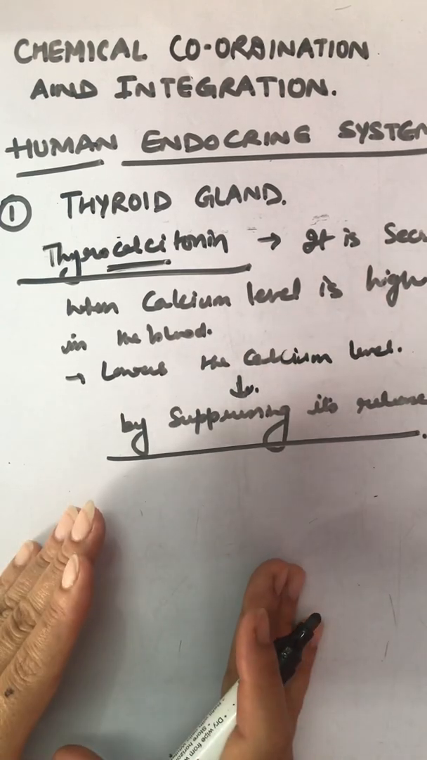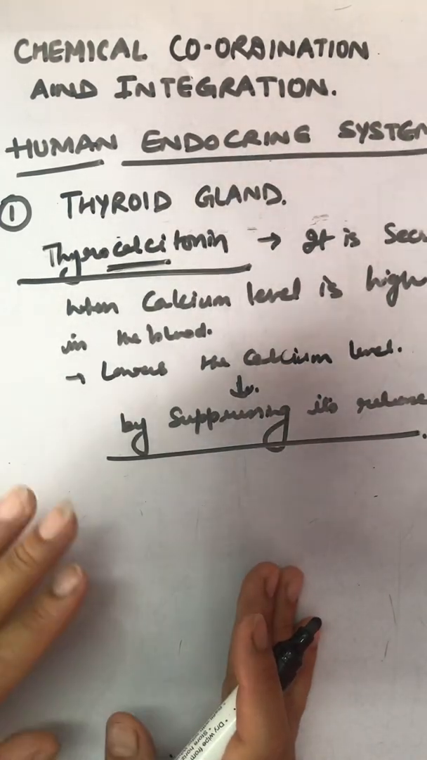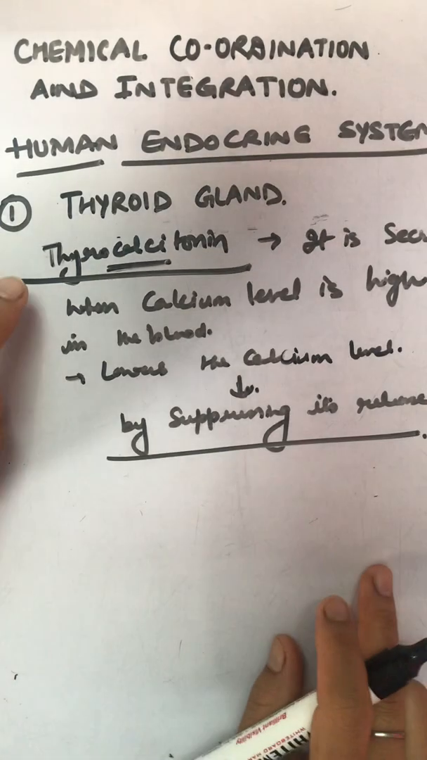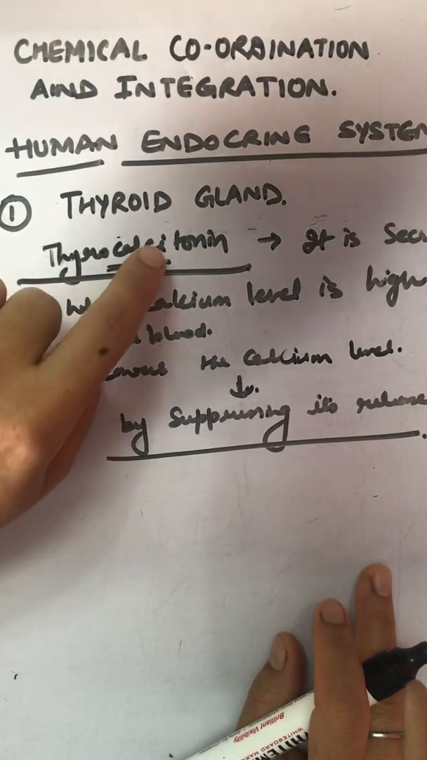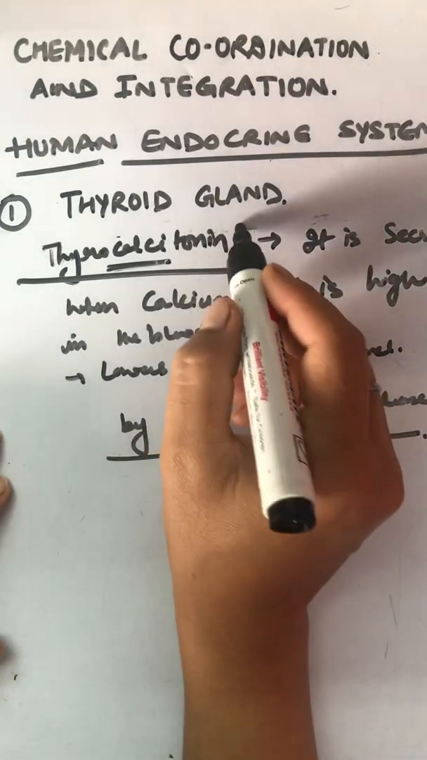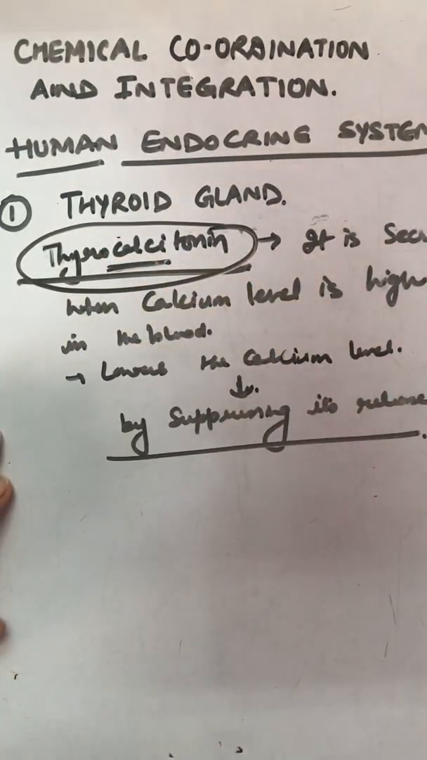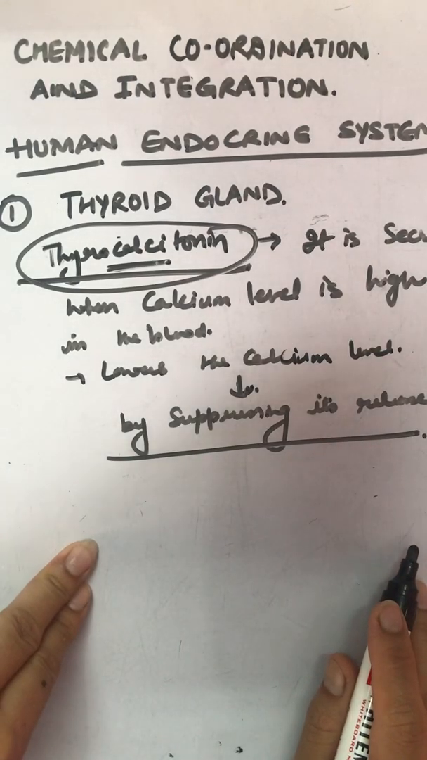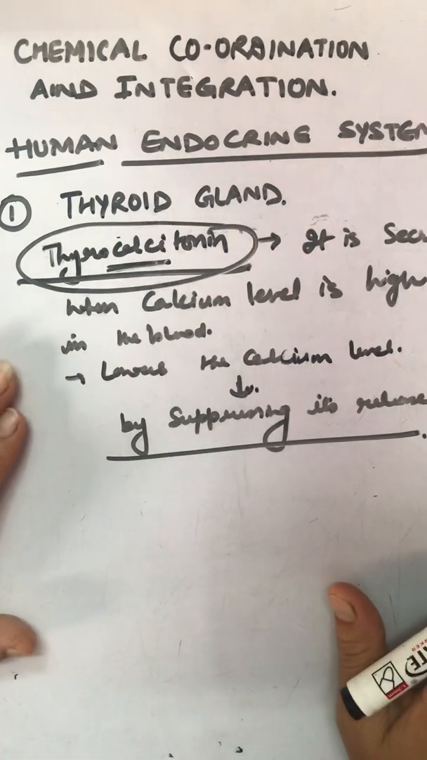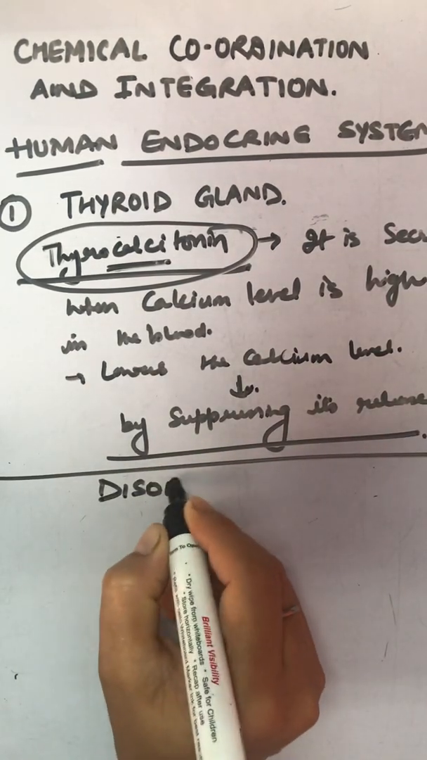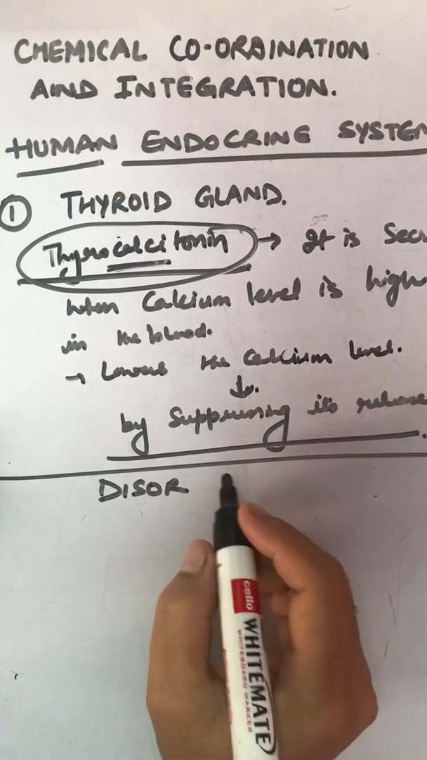Thus thyrocalcitonin acts opposite to the parathyroid hormone on calcium metabolism. This thyrocalcitonin is also known as calcitonin, so don't get confused. If we use the word thyrocalcitonin or calcitonin, it means one and the same thing. It is a peptide which contains 32 amino acids. Now coming to the disorders of this thyroid gland.